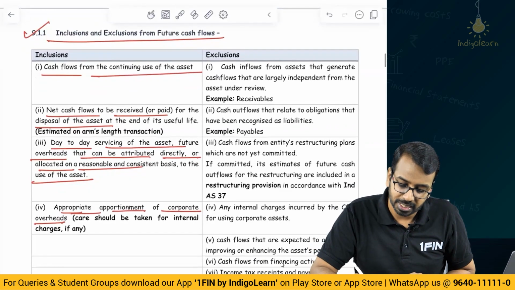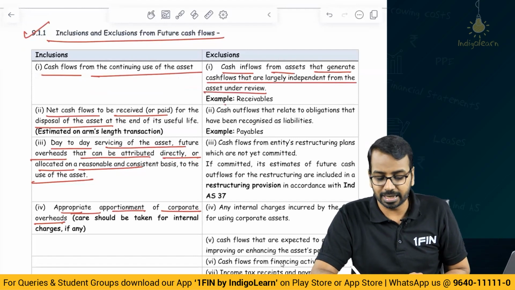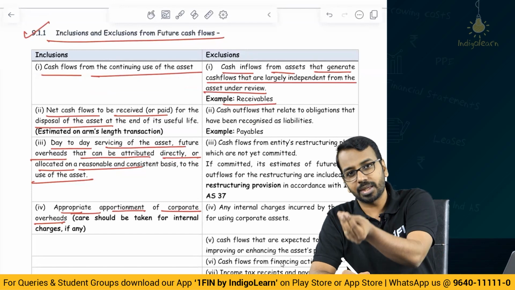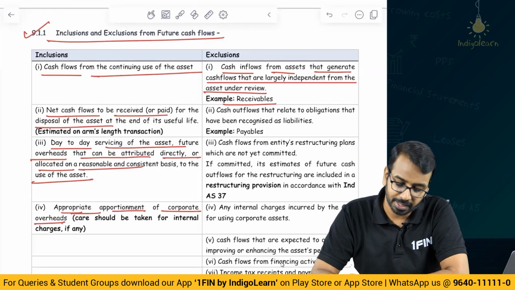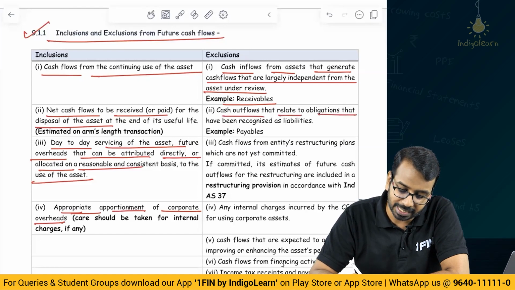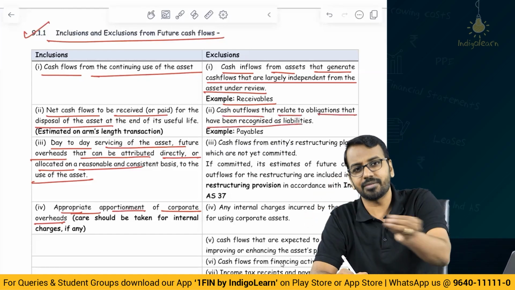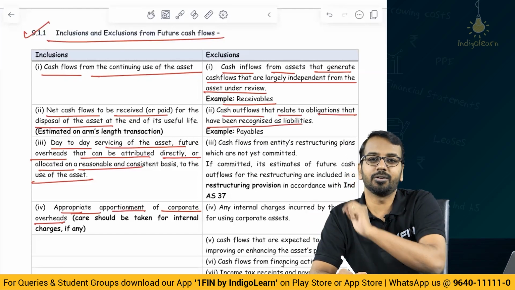What will you exclude? Cash inflow from assets that generate cash flows that are largely independent from the asset under review. For example, receivable. So if there is an account receivable, already there is a receivable, from that you will get the money anyways. That you will not include in the cash flow of the asset. Cash outflows that relate to obligations that have been recognized as liability. Already you have recognized a liability. For that you will anyways have a cash outflow. That you will not include in the cash flow of the particular asset.